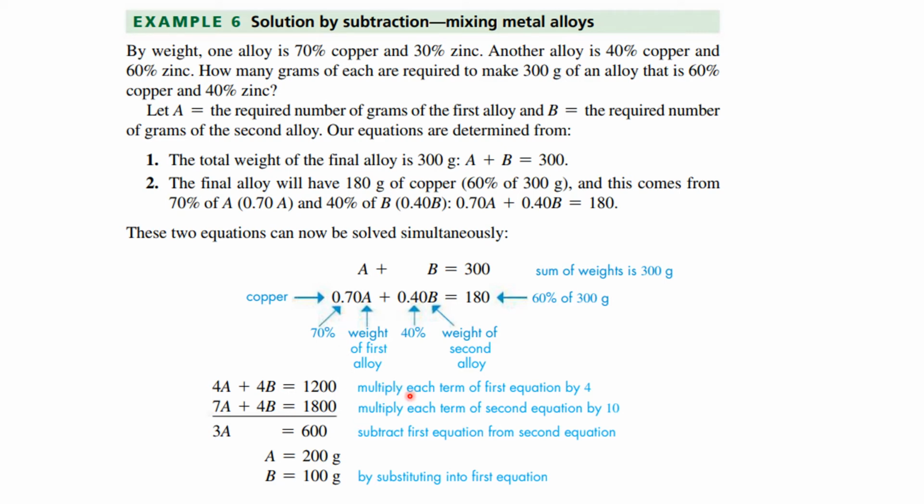Now what we can do here is multiply each term of the first equation by 4 and multiply each term of the second equation by 10 because we want to move those decimal points. So we get this, then we subtract, the b's will cancel out by design. Here we're subtracting the first equation from the second, and we get a is 200, and we substitute back into the first equation, and we get b is equal to 100.